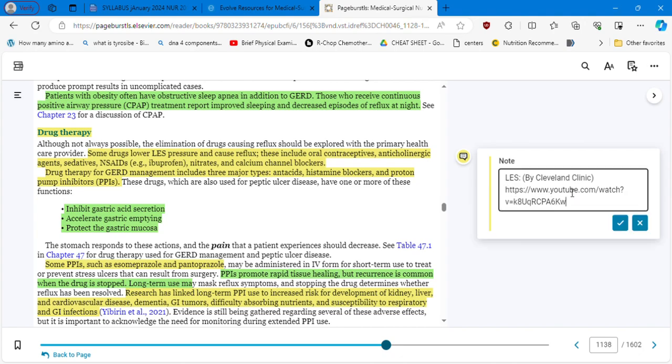So let's watch this video about the lower esophageal sphincter to reinforce our knowledge. It's a 1-minute video.